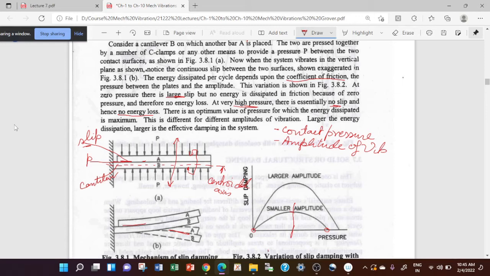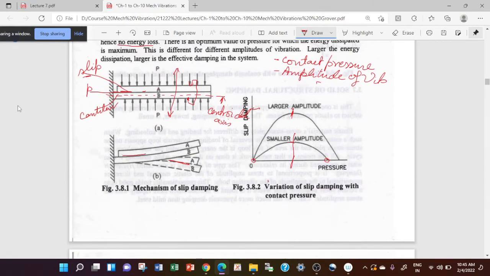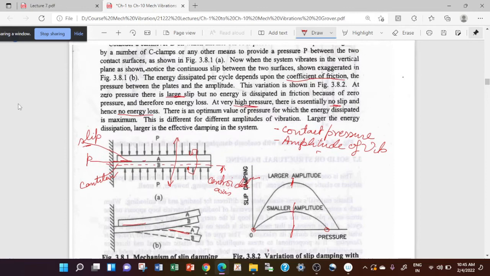So this type of damping again depends upon the amplitude of vibration. For a larger amplitude you have some other point here. For the larger amplitude you have a large amount of damping as compared to the smaller amplitude system. So this is the slip damping.